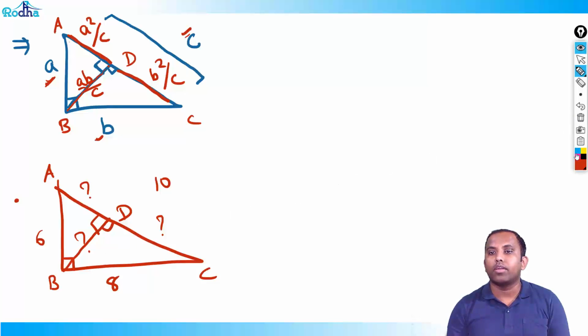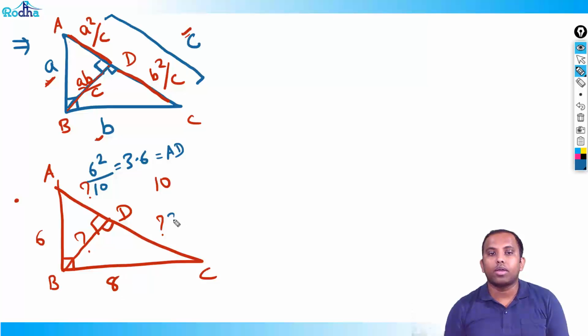So in one go you can write, right? What is AD here? AD is basically A square by C. What is A square? 6 square. So AD is nothing but 6 square by 10, that is 3.6. So AD is 3.6, right? What is CD here? CD is B square by C. This is B, right? So 8 square by 10, that is 6.4. This is CD. What is BD here? BD is AB by C. What is AB by C? 6 into 8 by 10. That is 4.8. Therefore, BD is 4.8.